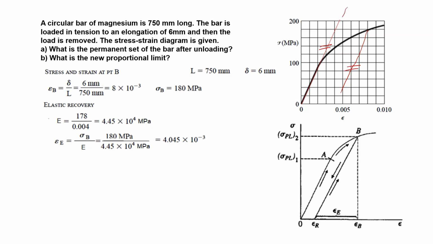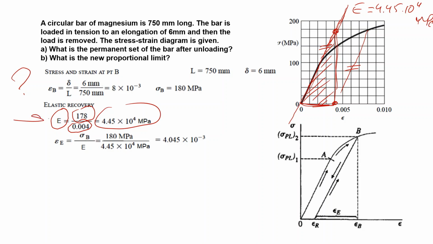So I need the elastic deformation. But, well, as you see, nothing is given, so I have to calculate the elastic deformation on my own. So I know this slope. Let's take this point and this point, and so I use this triangle. So this part is 178, and this one is 0.04. So the calculation gives me that the slope is how much? 4.45 times 10 to the 4 megapascals. Okay, this is the result.